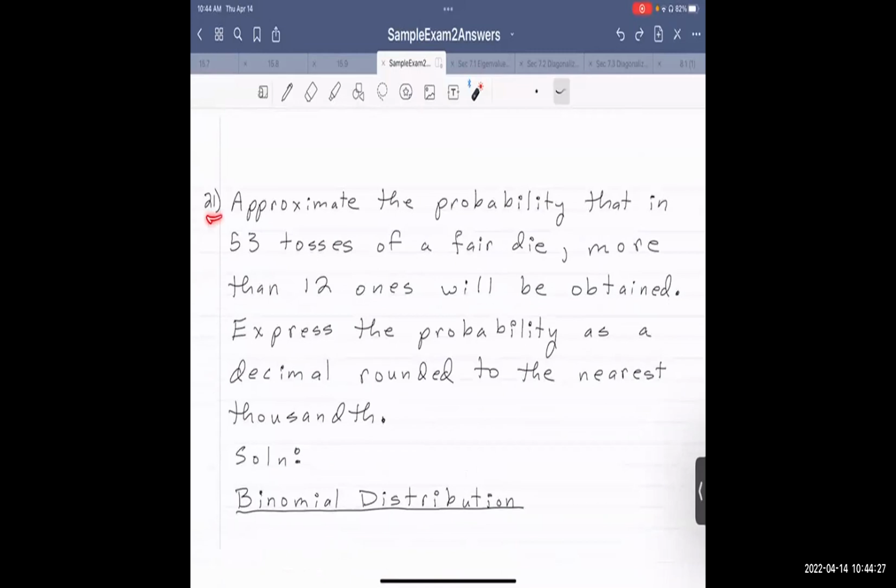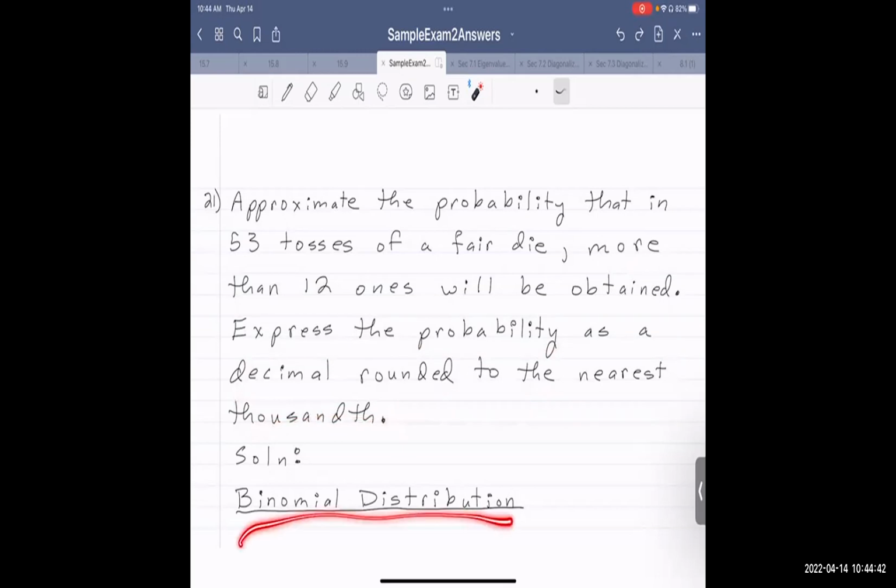21. Approximate the probability that in 53 tosses of a fair die, more than 12 ones will be obtained. Express the probability as a decimal rounded to the nearest thousandth.